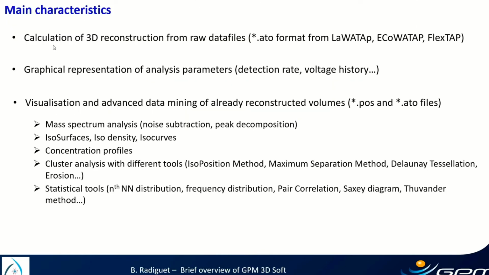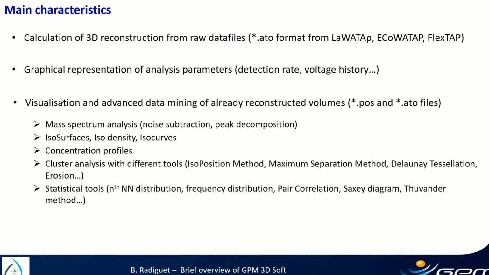With this software, you can calculate 3D reconstructions from raw data files, starting from atom files, which are the raw data files obtained with atom probes developed at the GPM, so LaWaTAP, EcoWaTAP, FlexTAP. You can also do graphical representation of different analysis parameters as a function of the analysis time, like the detection rate, voltage history, and so on.